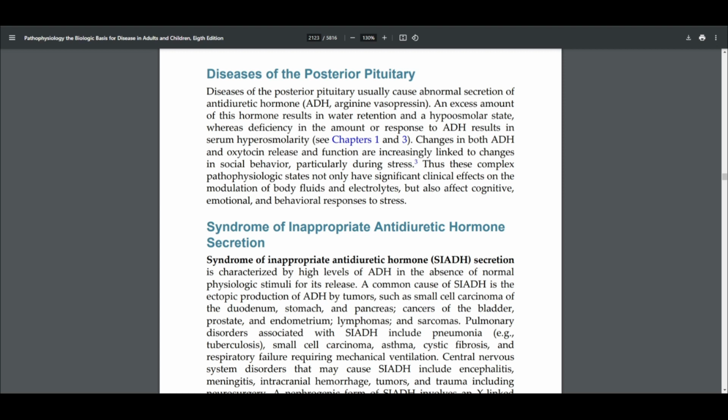An excess amount of this hormone results in water retention and a hypoosmolar state, whereas deficiency in the amount of or response to ADH results in serum hyperosmolarity. Changes in both ADH and oxytocin release and function are increasingly linked to changes in social behavior, particularly during stress. Thus, these complex pathophysiologic states not only have significant clinical effect on the modulation of body fluids and electrolytes, but also affect cognitive, emotional, and behavioral responses to stress.